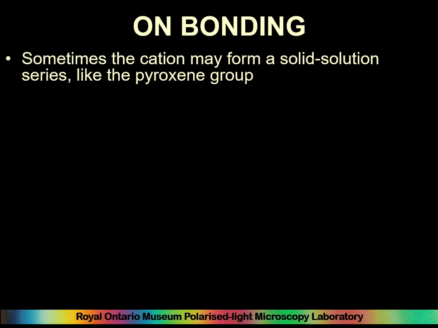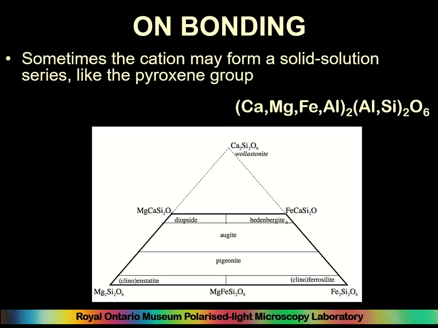At other times, the cation may form a solid solution series, like the pyroxene group. Now here on this exciting graphic, you can see we have different minerals. Enstatite, ferrosilite, diopside, augite, pigeonite, hedenbergite, and wollastonite. And these are all very closely related minerals. They're all like in a continuum.